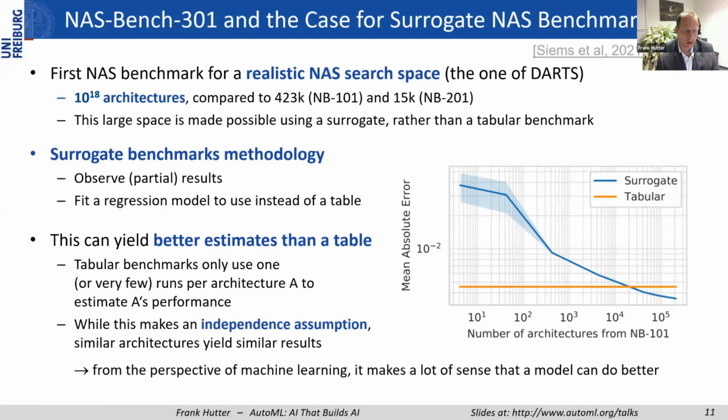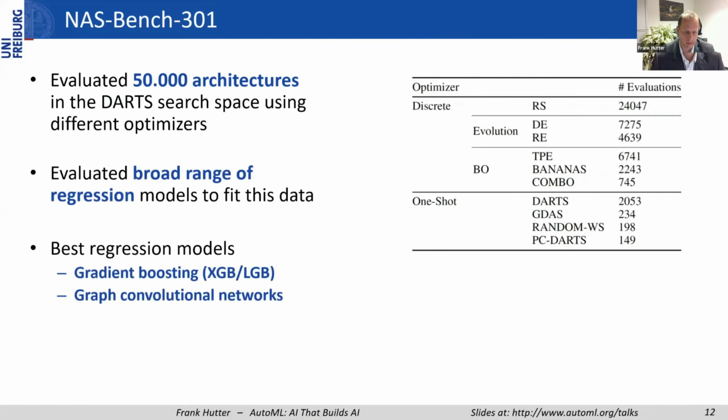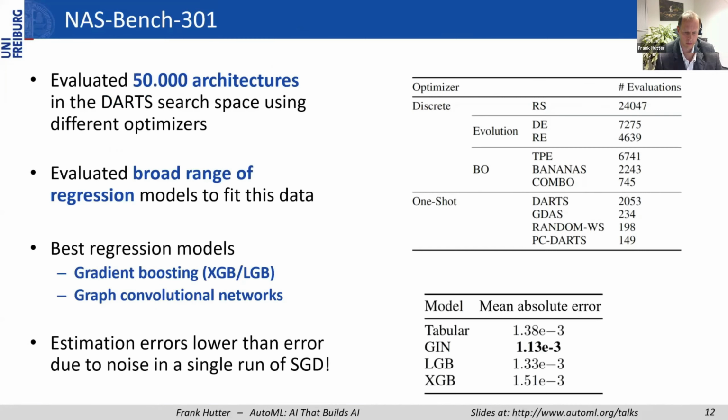Now, some details on NASBench 301. As I said, we evaluated 50,000 different architectures that we got by using a lot of different architecture search methods in order to really search the space and cover it well. And we evaluated a broad range of different regression models. The best regression models turned out to be gradient boosting on the one hand and graph convolutional neural networks. And the estimation errors were lower than the error due to noise in a single run of SGD. There in particular, the graph neural network worked best.